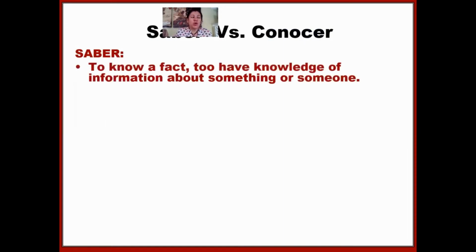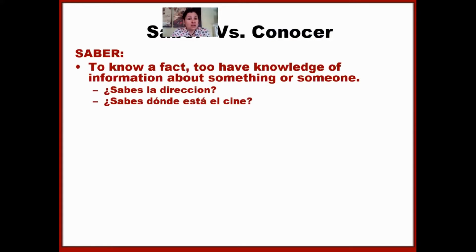Saber is used when it means that you know a fact or you have knowledge of information about place, thing, or people. So, ¿sabes la dirección? You know that piece of information about the address and the place, the address place. Or, ¿sabes dónde está el cine? See, do you know the piece of information of where is the movie theater located? No, I don't know. No sé.